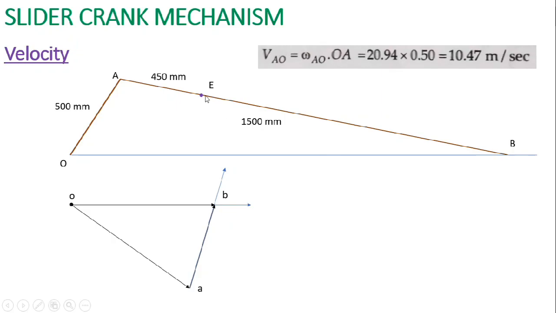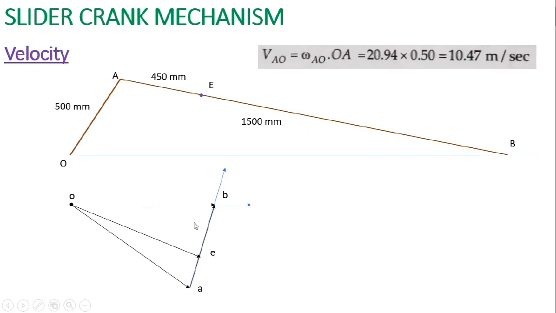Now we need to draw the velocity vector of this point E. Technically this velocity vector will be parallel to this link AB. So we draw this velocity vector parallel to link AB, and that will intersect the vector ab at point e. So this is the velocity diagram.